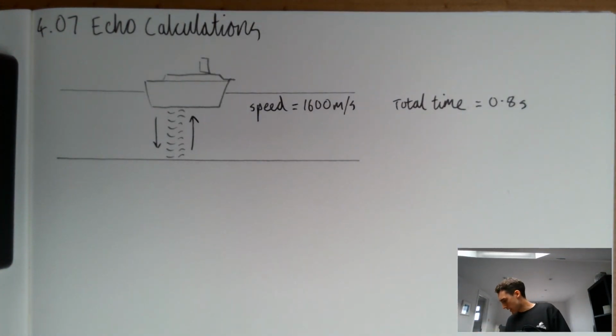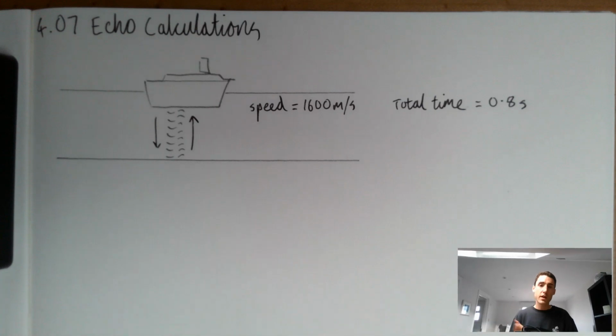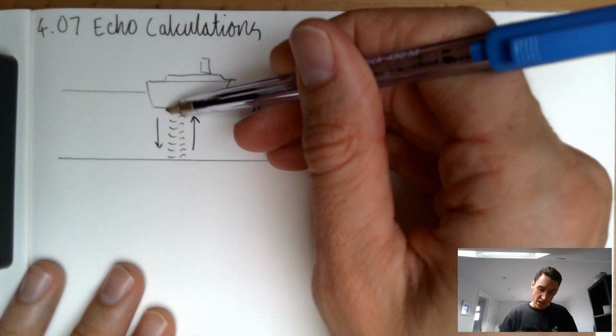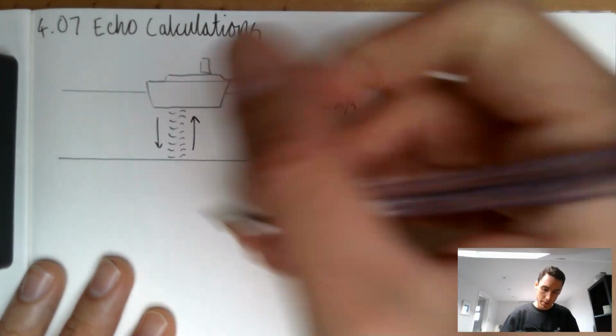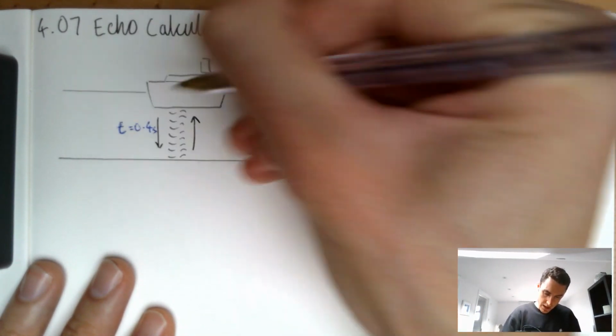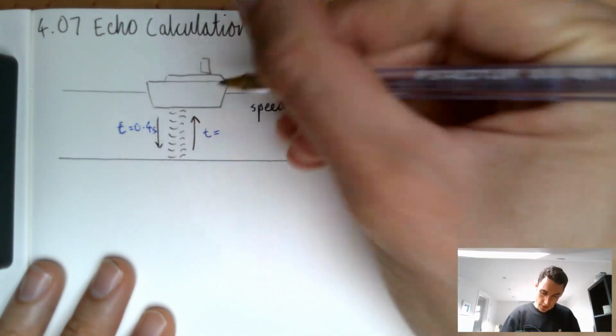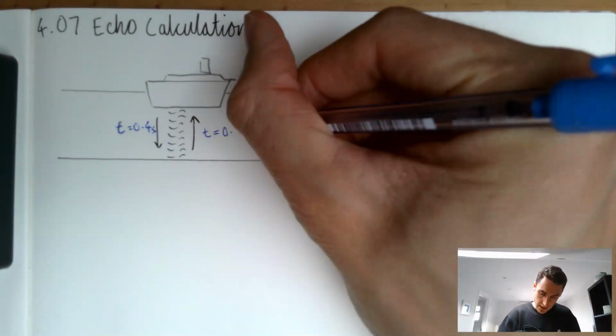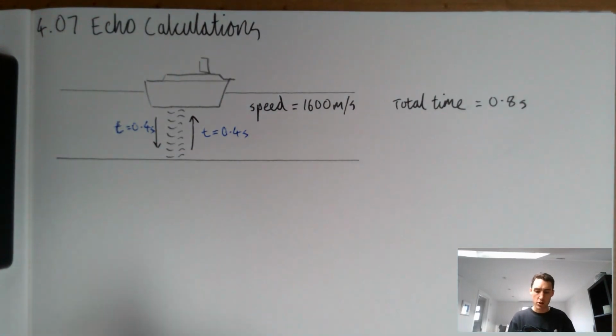Because what that means is, and I'll use this blue pen, and you can either model this and explain it to students, or you could question them, depending on the group that you have. If it takes 0.8 in total, that means it takes half that time to get down there and half that time to get back. So the time taken for the sound to get from the ship to the seafloor is 0.4 seconds, and the time taken for it to get back is 0.4 seconds, because 0.4 plus 0.4 equals that total of 0.8.